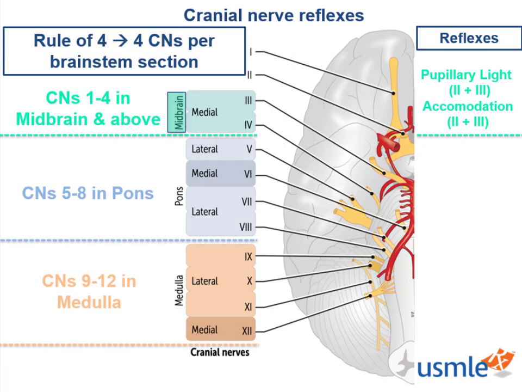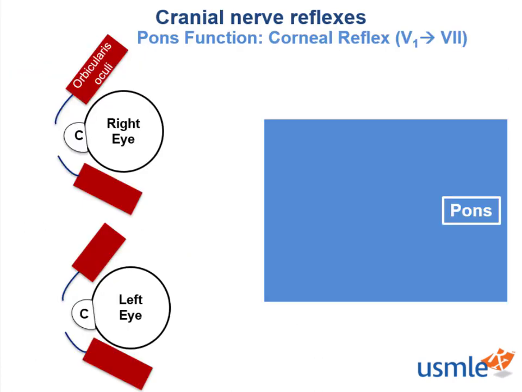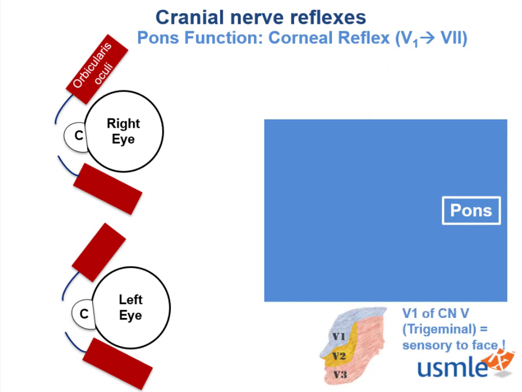Now that we've covered the reflexes to assess the health of the midbrain, let's cover the reflexes to assess the health of the pons. The corneal reflex assesses the health of the pons and uses the V1 ophthalmic division of the trigeminal nerve, cranial nerve 5, for its afferent limb, and cranial nerve 7, the facial nerve, for its efferent limb. Looking at this image, you can see the three divisions of cranial nerve 5, and that V1 is sensory to the upper face and eye.